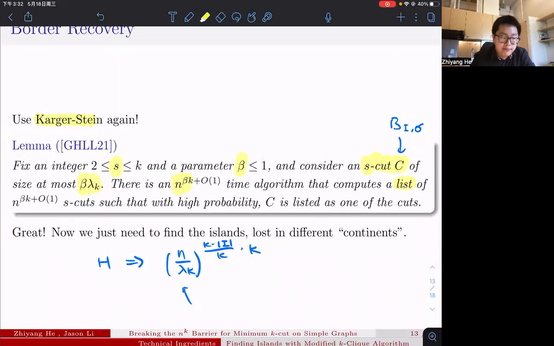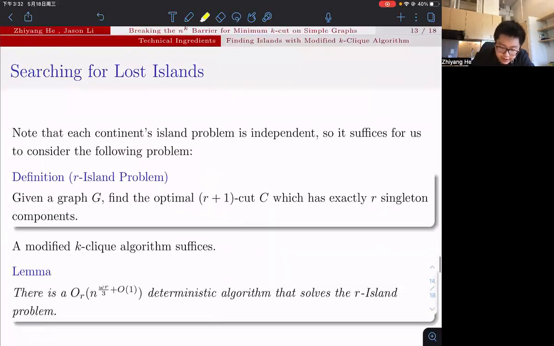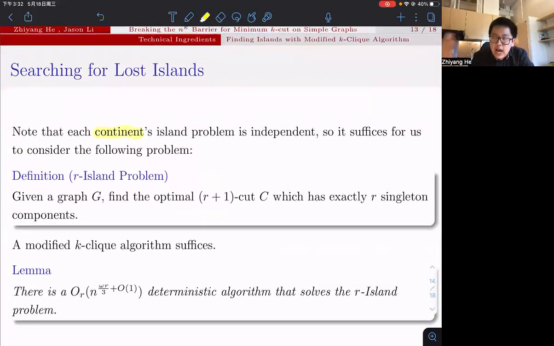The next natural step is just to find the islands which are lost in different continents, right? Because we have these islands merged into different continents. We don't know how many are merged in which continents, but we need to find them. And the important observation to make here is that finding islands in each continent is independent because the continents are completely cut off by the border. So it suffices for us to just consider each continent separately, right? And we consider just the following problem.